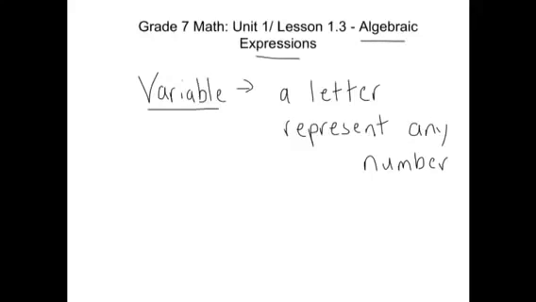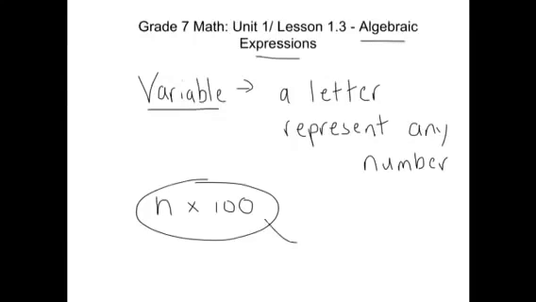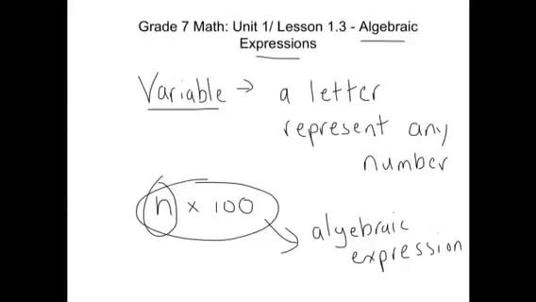Now, when we have a variable, say n is our variable, and we times that by 100, we now have an algebraic expression. So basically any math problem that has a variable in it is called an algebraic expression.